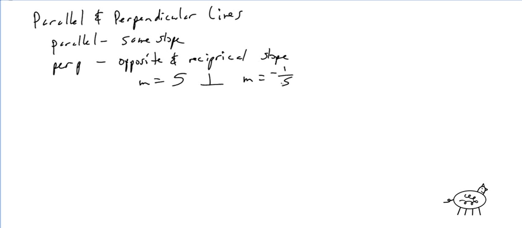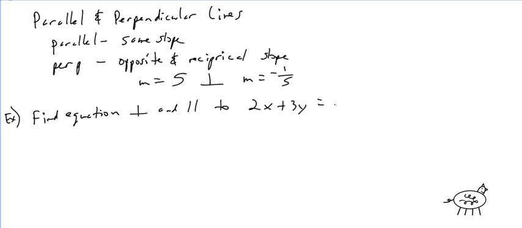All right. So here's an example. Find an equation perpendicular and parallel to 2x plus 3y equals 82. Brutal! 82? All right, and passes through negative 6, 4. Okay, and I want it in slope-intercept form.